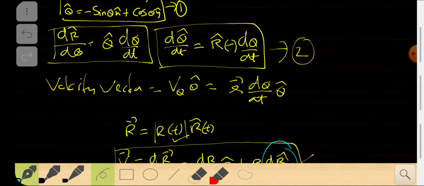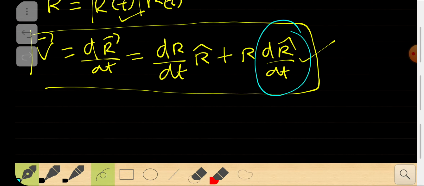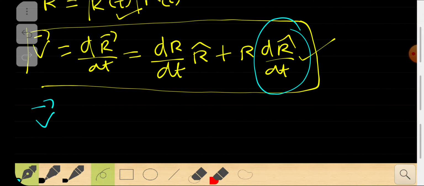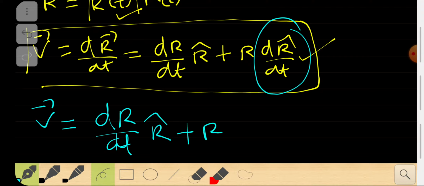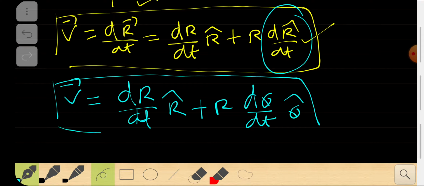So dr cap by dt is just theta cap into d theta by dt, right? So we can substitute for that value. Now what we get is velocity vector is equal to dr by dt in the r cap direction plus r times d theta by dt in the theta cap direction. So that's r d theta by dt in the theta cap direction. So that's what velocity is for non-circular motions, right?